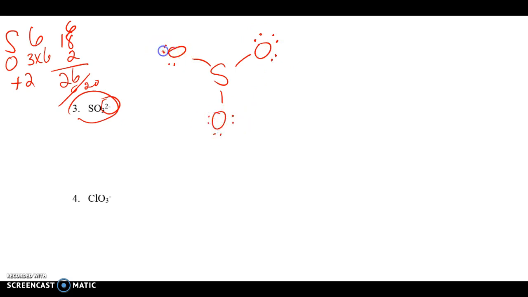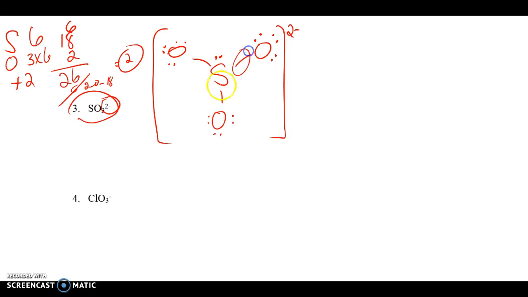Well, I'm going to fill my octets around the oxygens, right? 6 times 3 is 18, minus 18 leaves me 2, which I believe will be right there on our sulfur, our central atom. Okay, let's make sure: 2, 4, 6, 8, 10, 12, 14, 16, 18, 20, 22, 24, 26. And that's right. Okay, so let's look at the geometry of this ion. And remember, if I'm drawing this Lewis structure, and it's an ion, I need to write it like this. The brackets and the charge need to be on it.